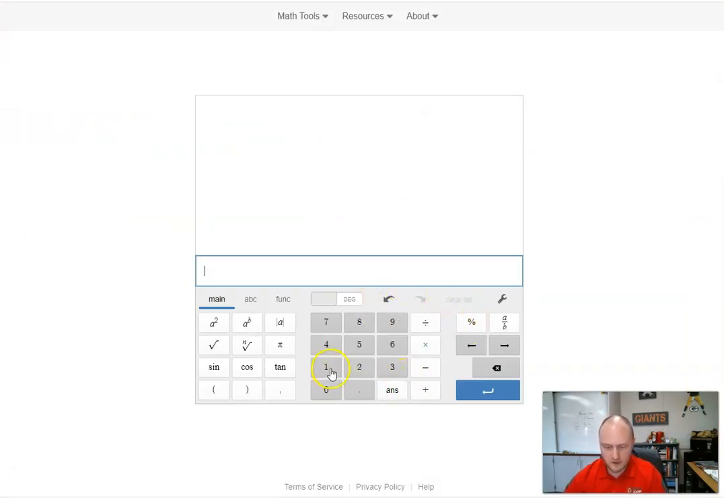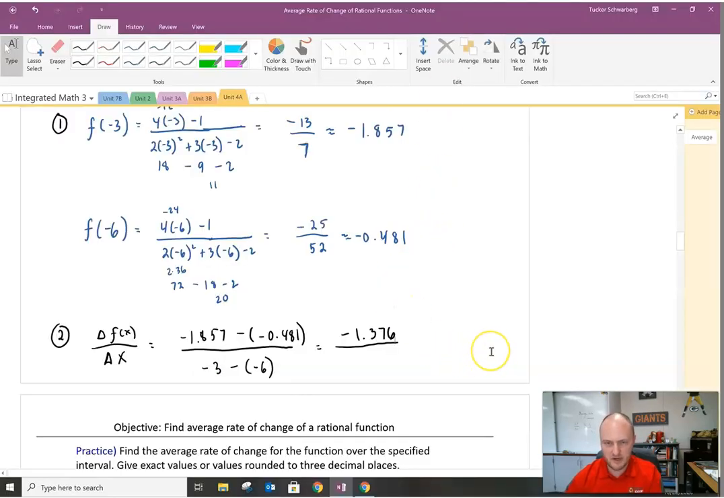Okay, so we can go ahead and utilize our calculator. Our numerator is negative 1.857, and I'm adding 0.481. Okay, and here's our answer, negative 1.376. So again right here, 2 negatives make a positive, so I'm going to add that to that negative value. And then in our denominator, -3, take away a -6. Again, we're going to add. -3 plus 6 is going to be a +3.